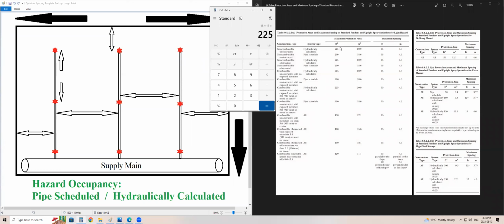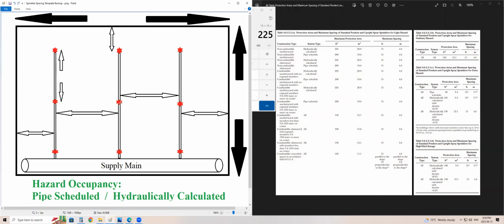That's awesome. It's hydraulically calculated. My maximum protection area does fall under 225. So on a light hazard installation that's been hydraulically calculated, that is non-combustible, unobstructed construction, I can indeed install my heads 15 by 15, no greater than 7'6" off a wall.